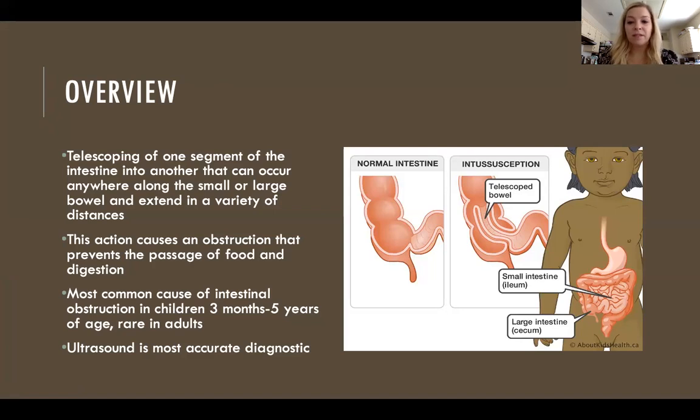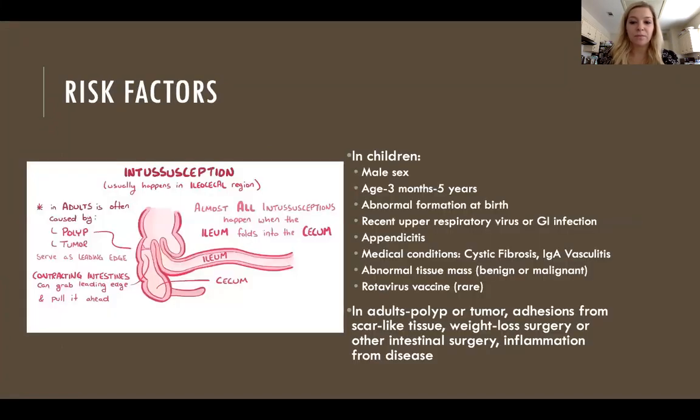When this happens, there is an obstruction preventing the passage of food or digestion. The most common cause of intestinal obstruction occurs in children 3 months to 5 years old, and while it can happen in adults, it is much more rare. An abdominal ultrasound is the gold standard of diagnosing, as it is the most accurate.